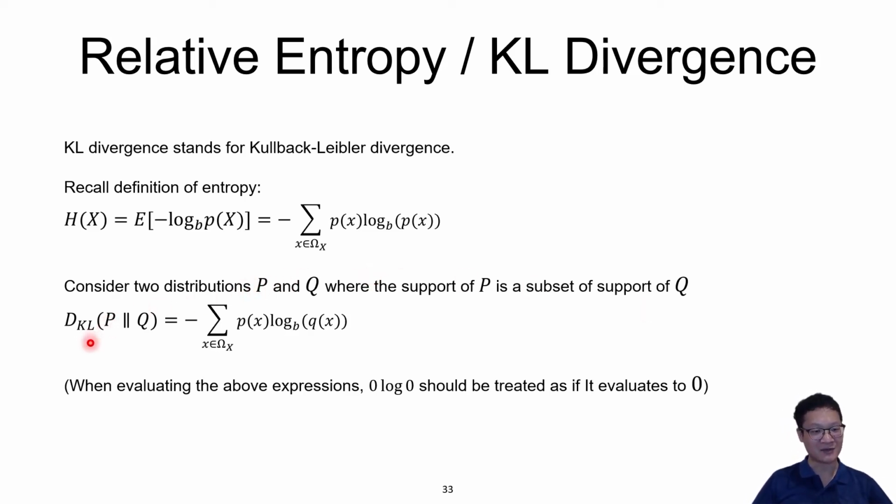Okay, so the KL divergence is written as d sub KL of p double pipe q. This is defined to be the negative summation of p of x log q of x. So the KL divergence has the interpretation of the distance or the similarity between two different distributions.